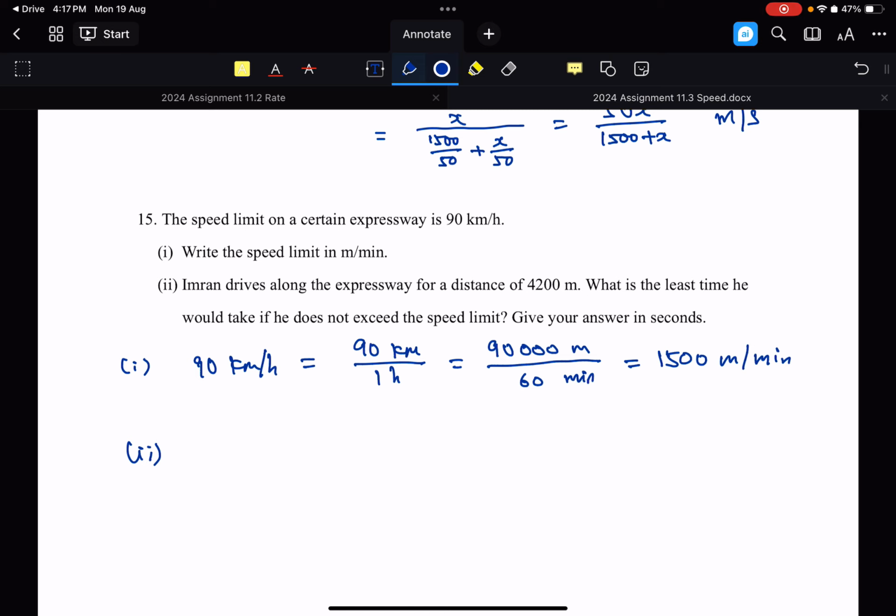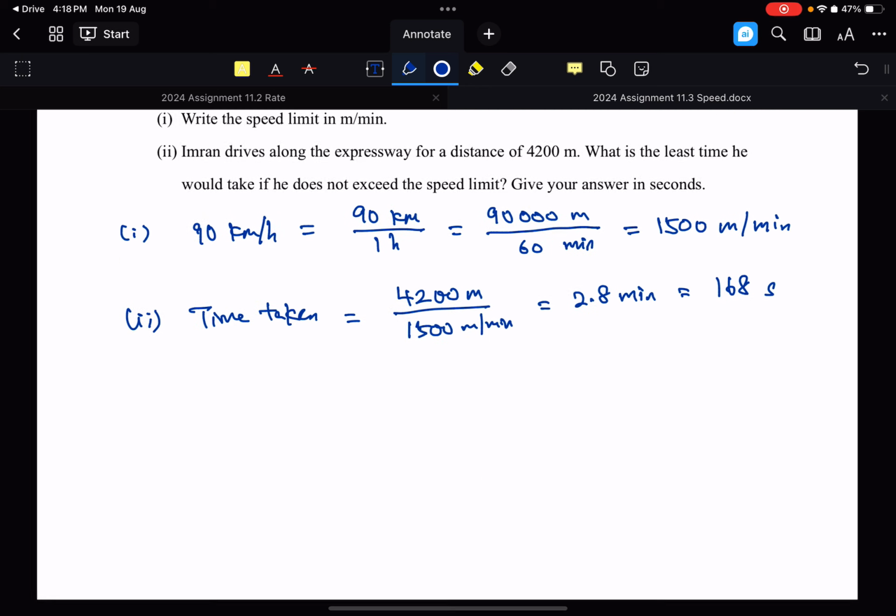Okay, part 2. Imran drives along the expressway for a distance of 4,200 meters. What is the least time he will take if he does not exceed the speed limit? That means he's traveling at the speed limit, right? But we want the answer in seconds, so we need to do some conversion later. No problem, we can do that, but let's find the time taken. So the time taken will be the distance divided by the speed limit. Okay, so you work this one out, this will be actually 2.8 minutes, right? So 2.8 minutes we multiply by 60, which is 168 seconds.